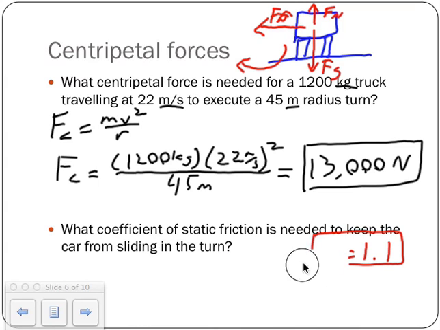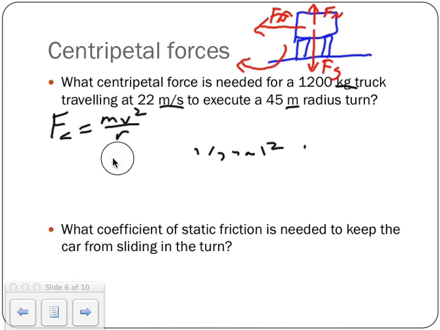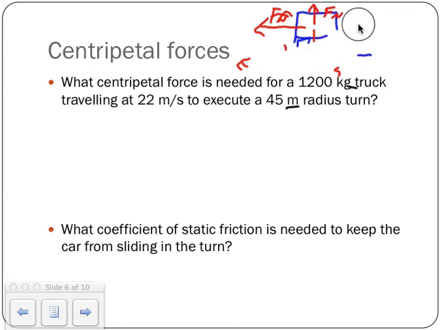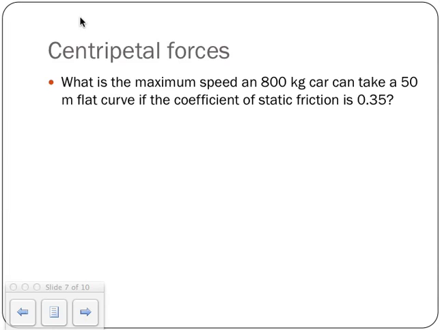So let's try another example of applying our centripetal force. If I can get this erased. All right. So next up, what's the maximum speed an 800 kilogram car can take a 50-meter flat curve if the coefficient of static friction is 0.35? In this case, we have, once again, a car going around a curved track. We know that the curve is 50 meters in radius. We don't know how fast the car is going. We do know that it's 800 kilograms.